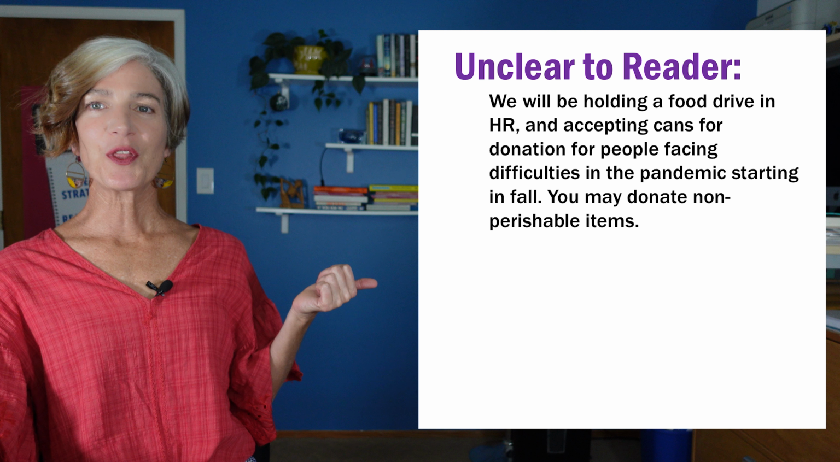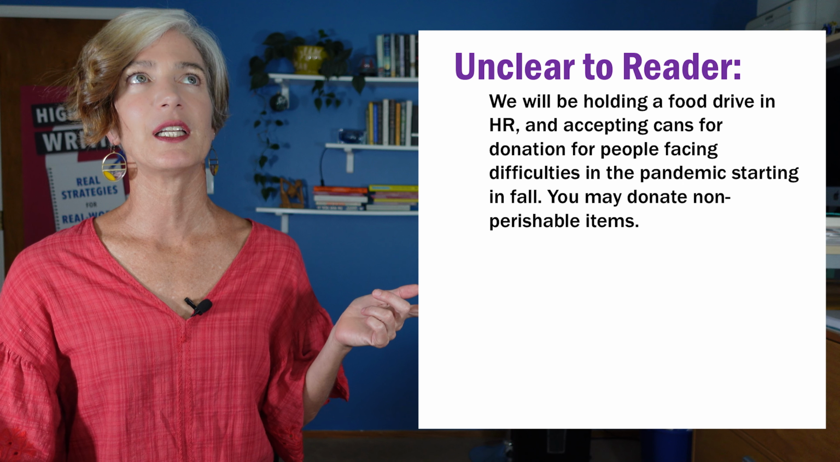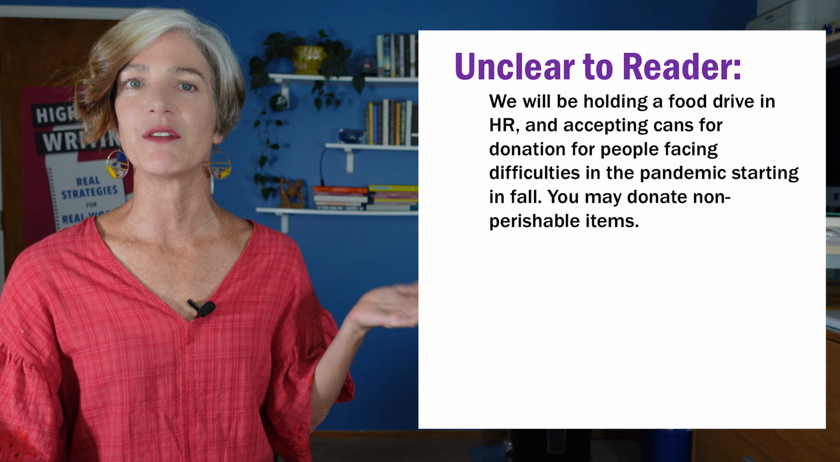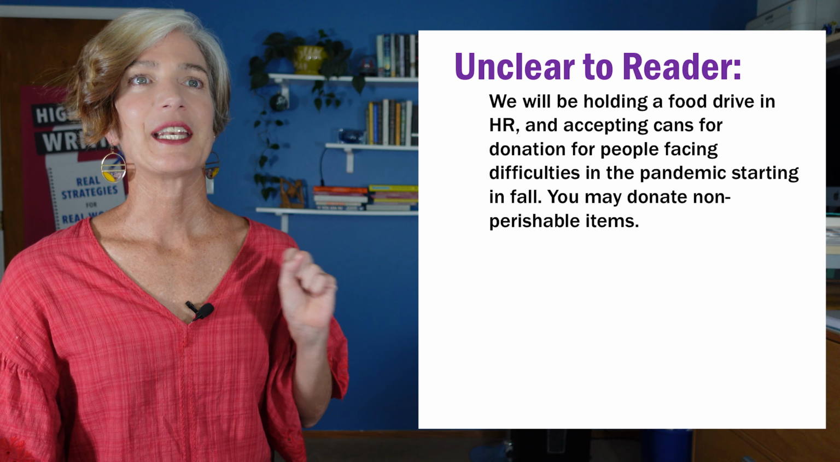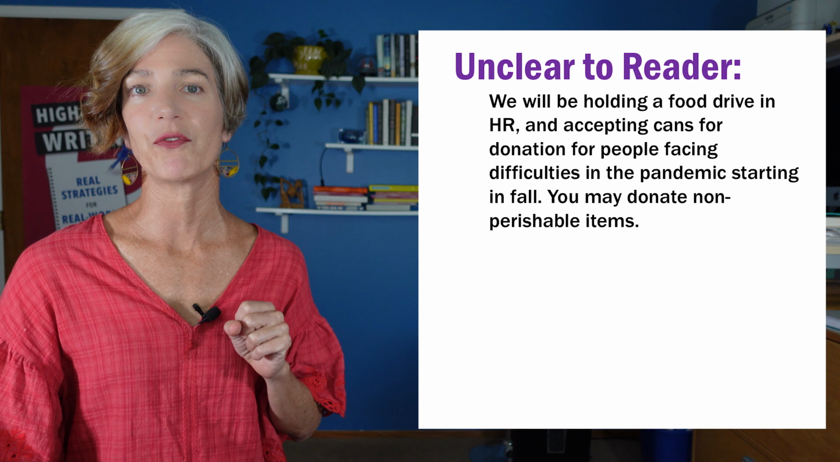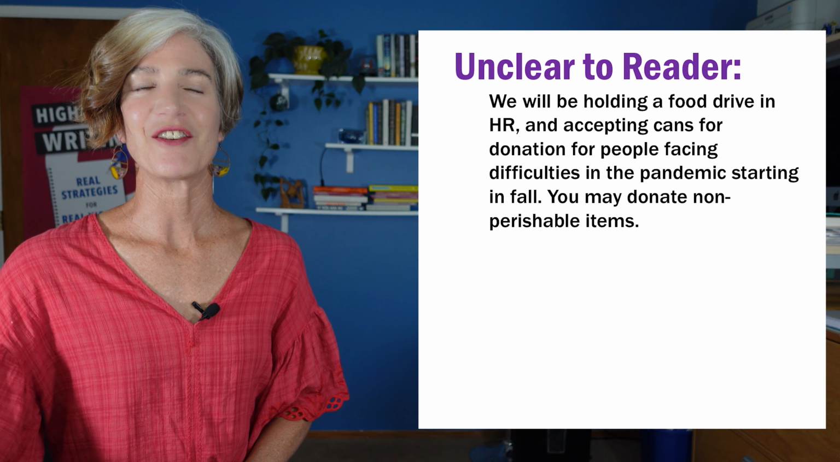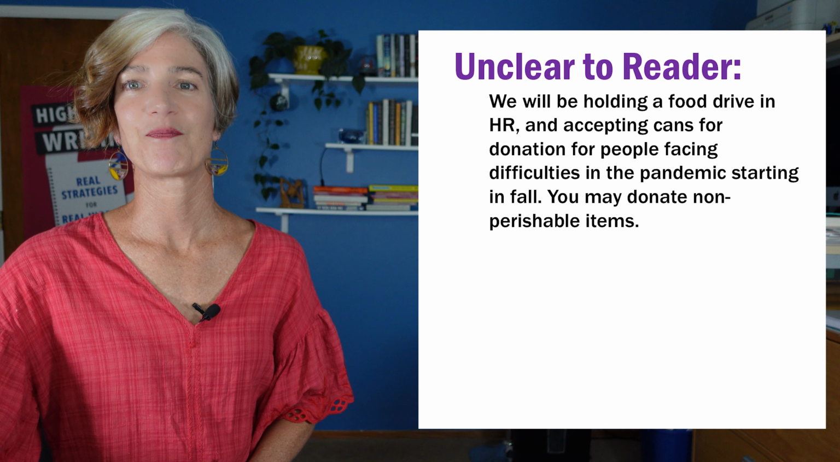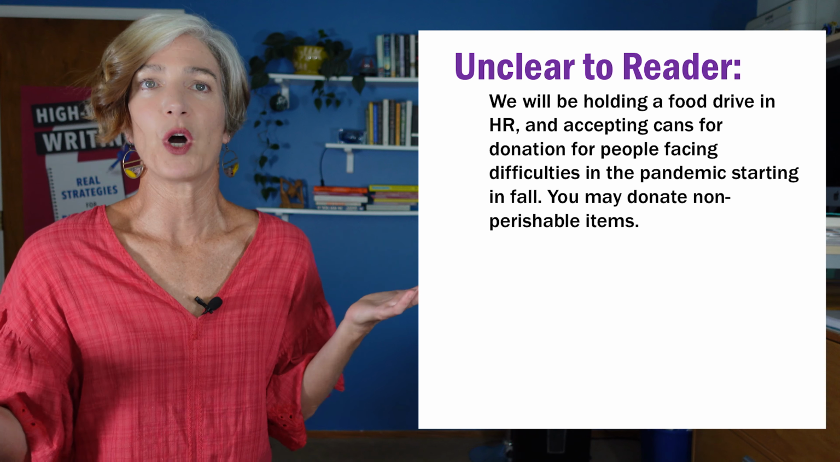All right, we'll start with a passage that I don't think is super clear for a reader. They might not really understand all the details or even why they're learning it. We will be holding a food drive in HR and accepting cans for donation for people facing difficulties in the pandemic starting in fall. You may donate non-perishable items. So it has information, but in what order and why, right?